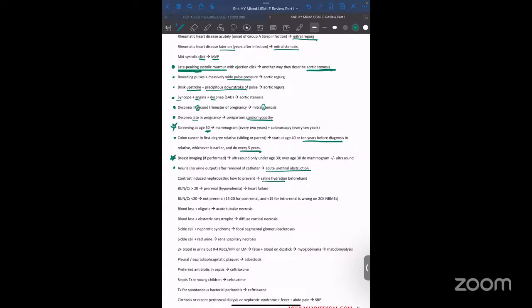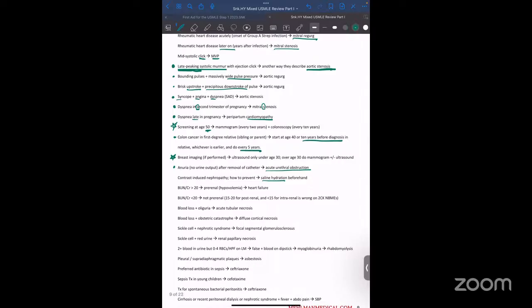is pre-renal azotemia due to hypovolemia, and it can lead to heart failure, or be due to heart failure. BUN-creat ratio less than 20, it's not pre-renal. 15 to 20 for post-renal, less than 15 for intra-renal is wrong on 2CK and BMEs. One more time, if BUN-creat ratio is more than 20, then we notice pre-renal azotemia due to hypovolemia from heart failure.